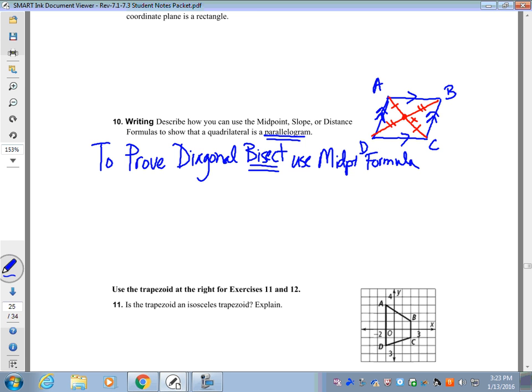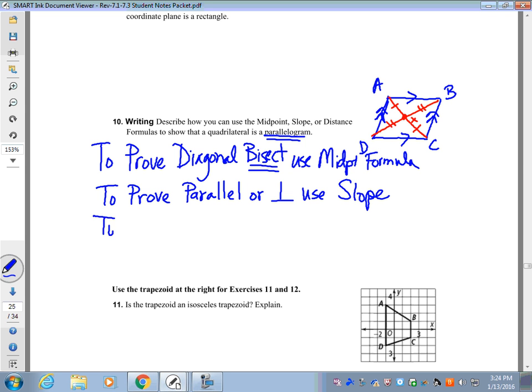If I want to prove parallel or perpendicular, and that's our symbol for perpendicular, upside down T, you will always use the slopes. So anytime they ask you to prove it's a parallelogram or prove that it's parallel, use the slope.